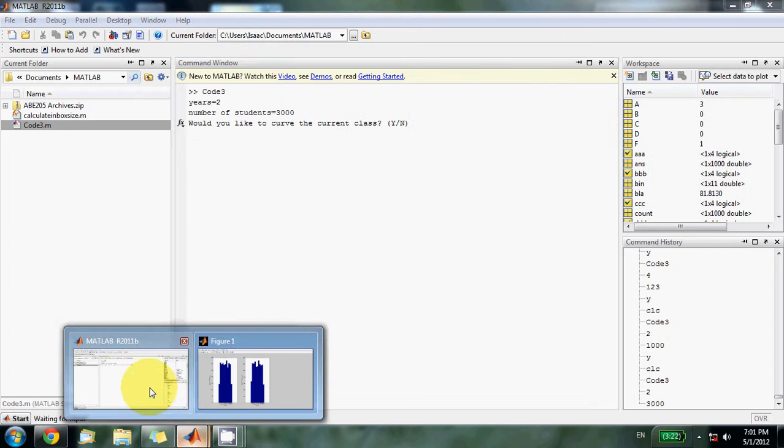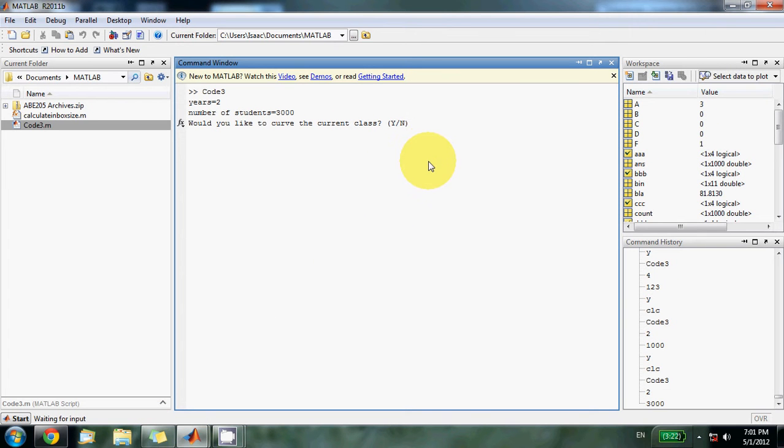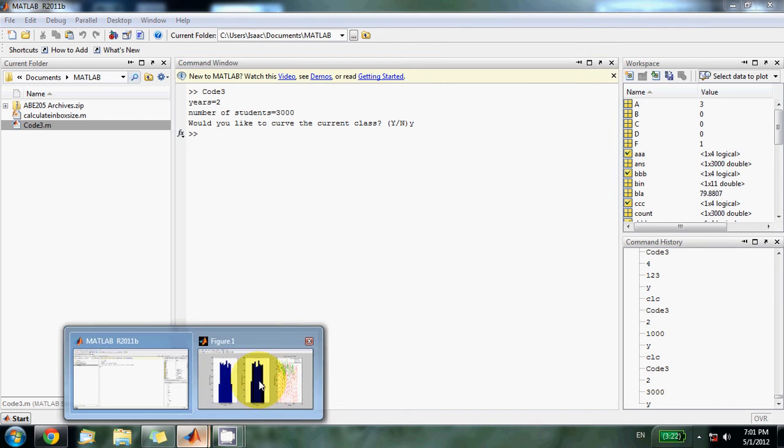So what we're going to do now is go to this option, and it says, would you like to curve the current class? And with those grades, one would hope you would. So we're going to do Y for yes, and then we're going to go back to our graphs.